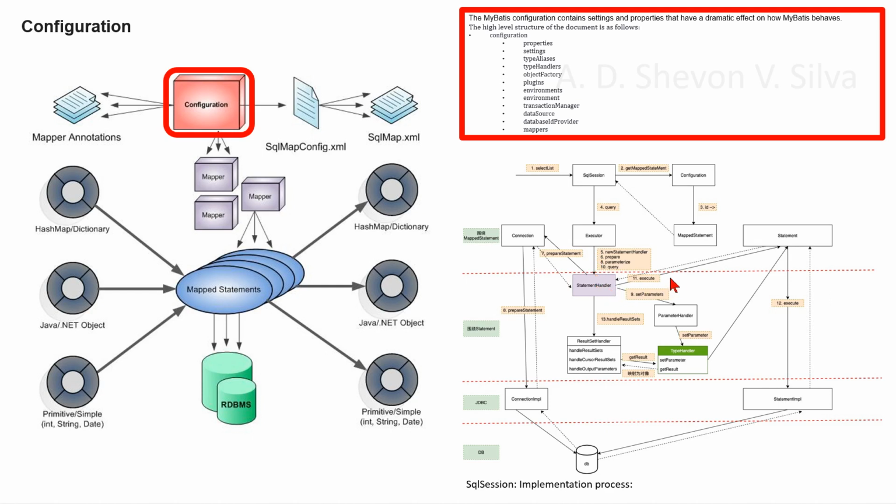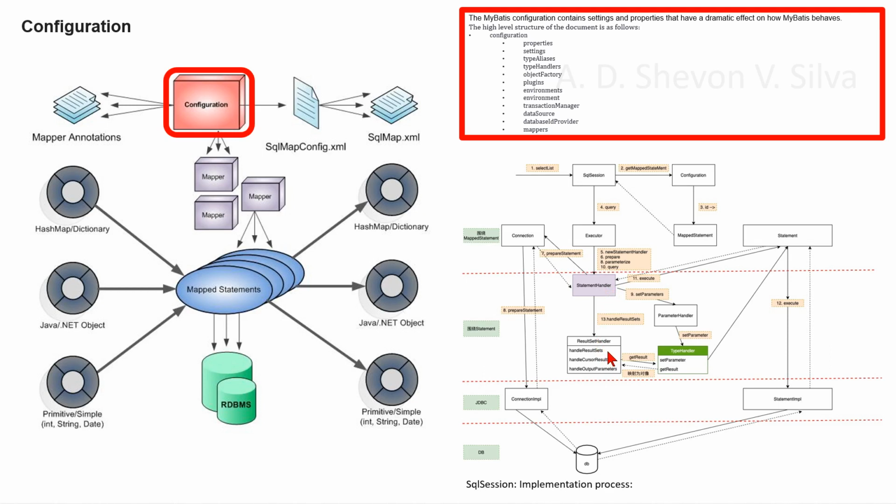Here statement handler is connected to statement via execute. Statement is connected to statement IMPL via execute. Here, in the 8-step, connection is connected to connection IMPL via prepare statement. Here connection interacts with connection IMPL. Statement interacts with statement IMPL, and statement handler interacts with statement, and statement handler is connected to result set handler.